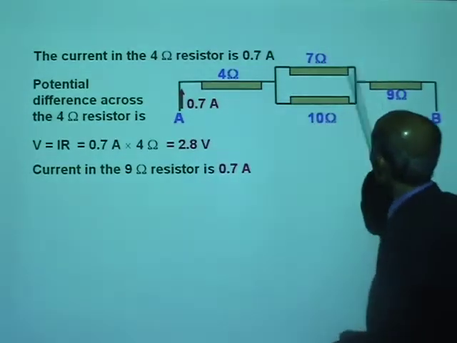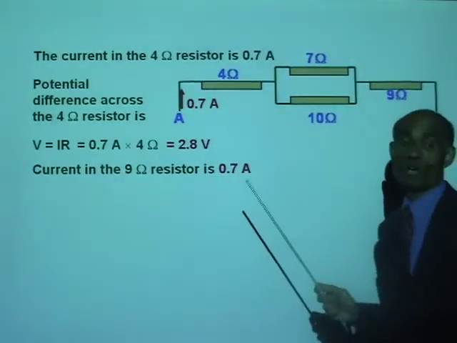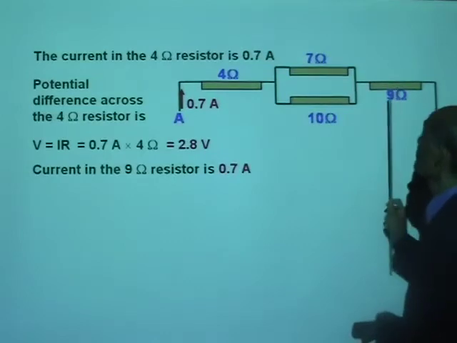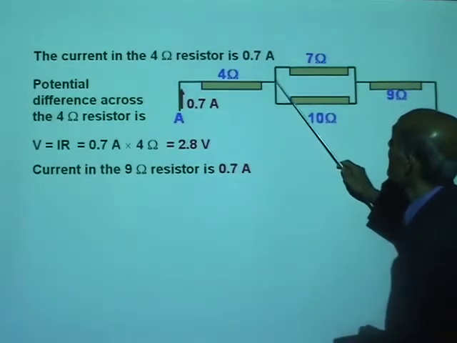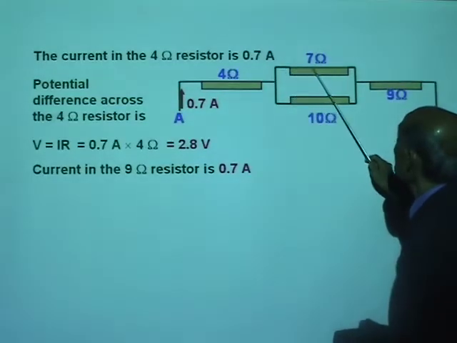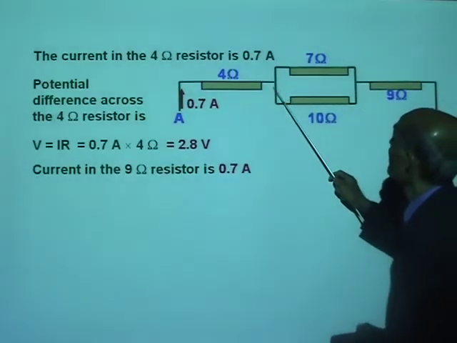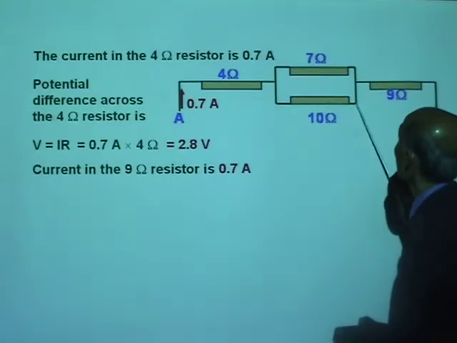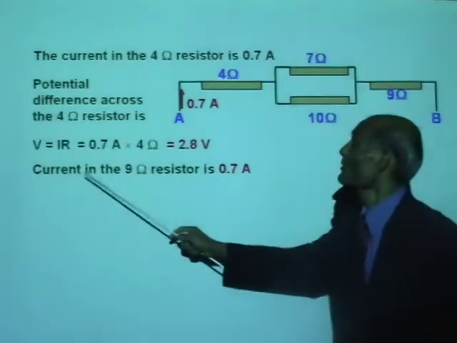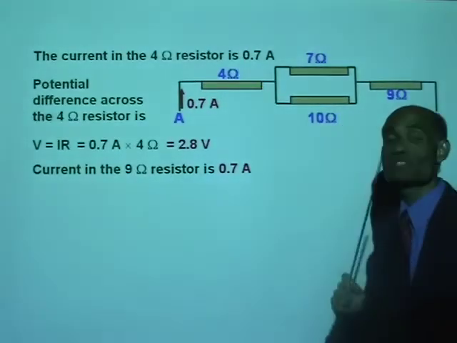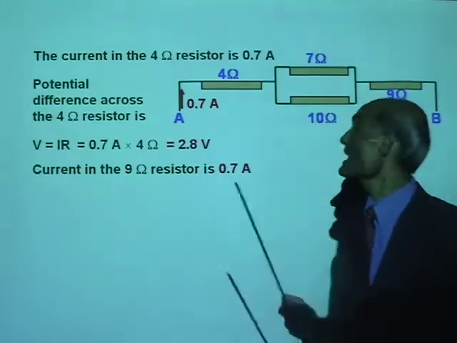How about, let's go now to the 9 ohm. What is the current in the 9 ohm resistor? When this 0.7 comes here, it will split into one part going through the 7 ohm, the other part going through the 10 ohm. They will combine and will become 0.7 ampere in the 9 ohm. So the current in the 9 ohm resistor is 0.7 ampere.